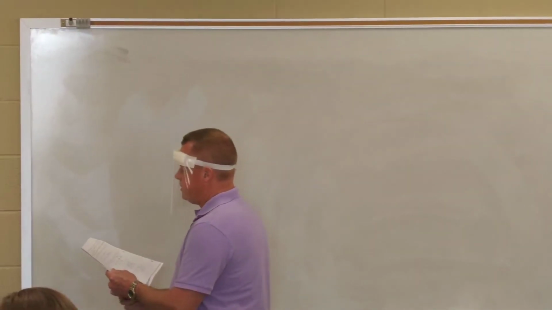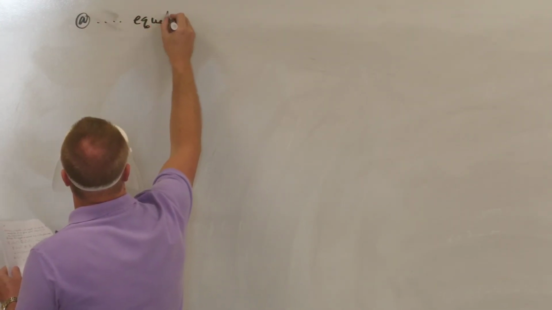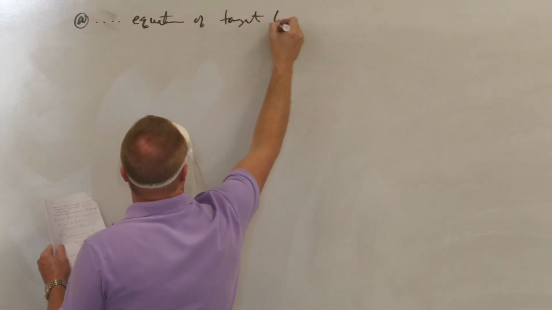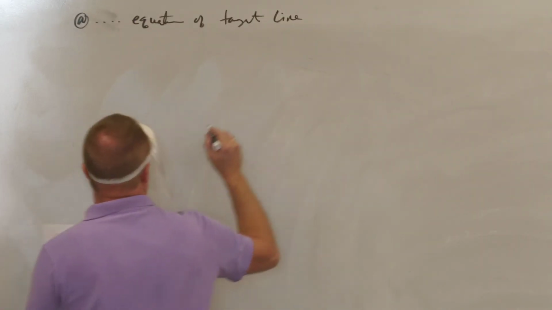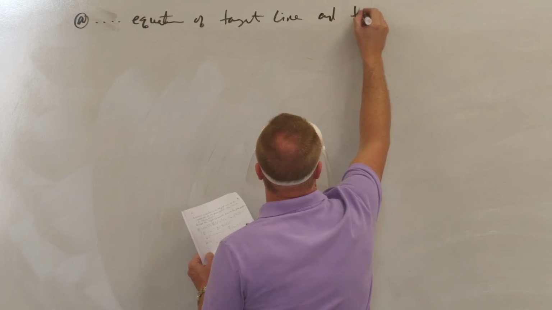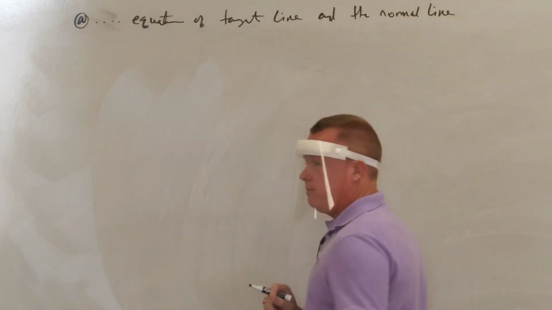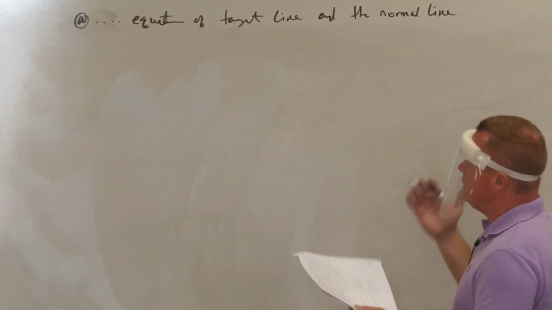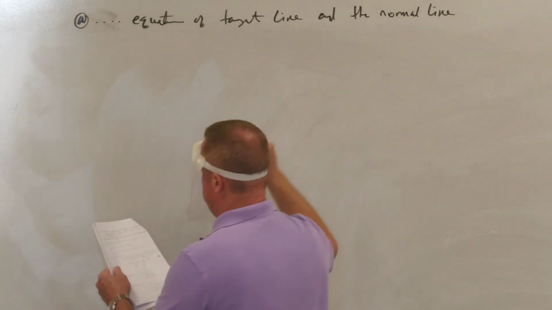All right, this one says determine the equation of a tangent line. Okay, so the first thing, we want to find the equation of the tangent line, and the normal line. Okay, so we'll talk about that in just a minute, what that is. And then we want to graph the two, and that's pretty much it. Okay, so let's do the tangent line first, then we'll talk about the normal line.